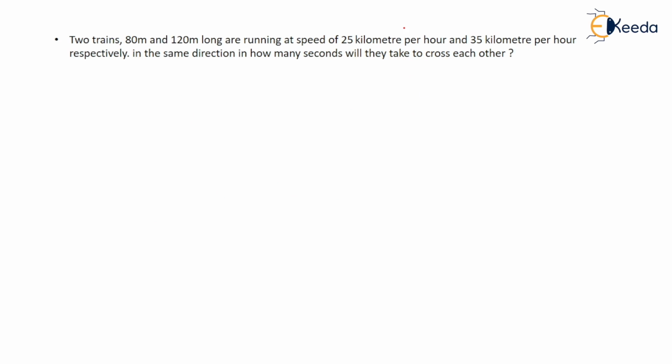Okay, now this is another type of question. Two trains of 80 and 100 meter are running at 25 kilometer and 35 kilometer per hour respectively in the same direction. Now understand what is asked. Same direction. In how many seconds will they cross each other? This is one train. This is another train. They have to cross each other, so their lengths will add up. The total length will be 200 meter.